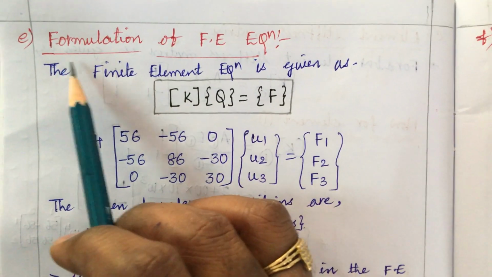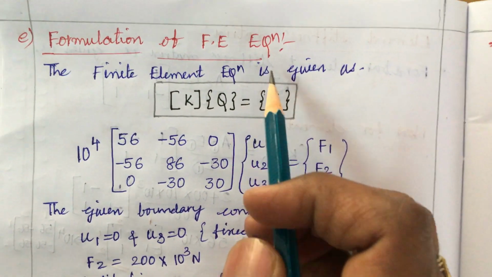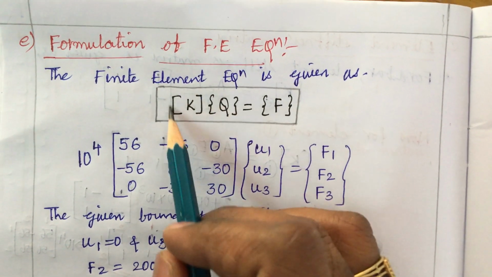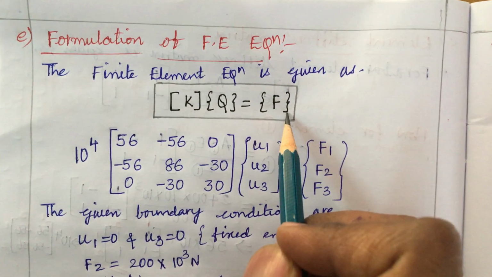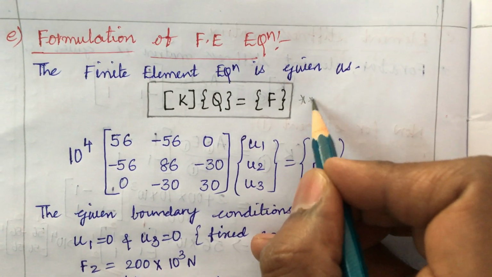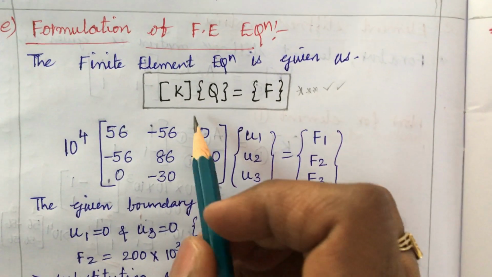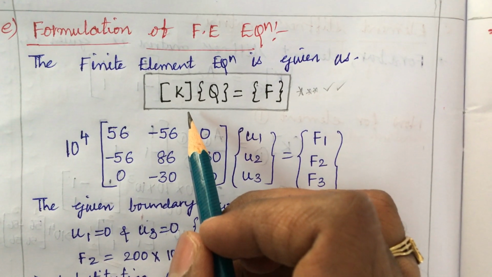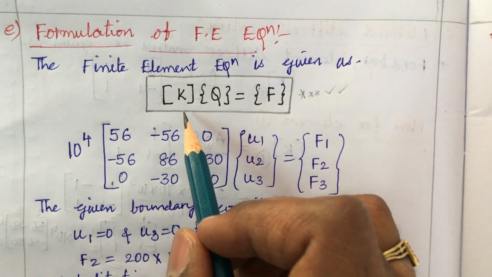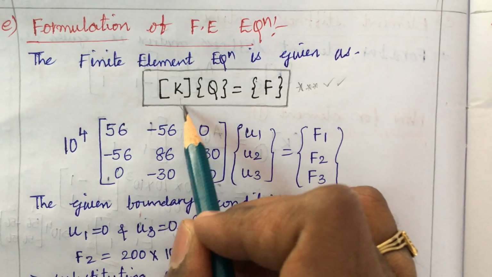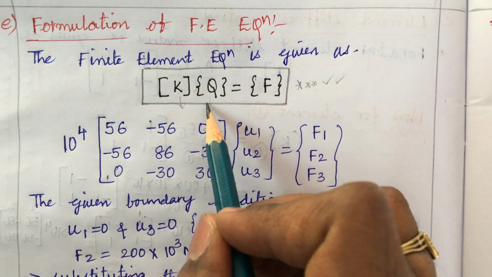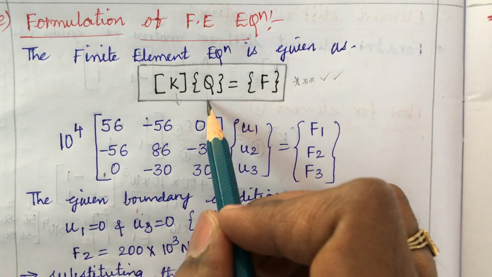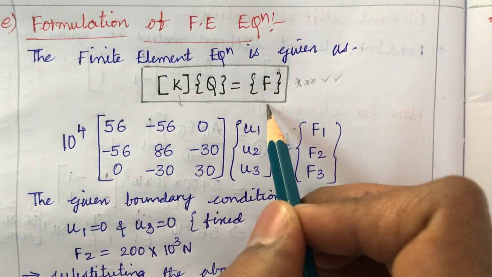Later, this is the formulation of the finite element equation. We know the finite element equation is given as KQ equals F, isn't it? It is very important in every unit throughout the course. We have discussed this in the unit 1 video lectures. If you haven't gone through it, please do watch it. So K is nothing but the global stiffness matrix. Q is nothing but the nodal displacement vector, and F is nothing but the load vector.